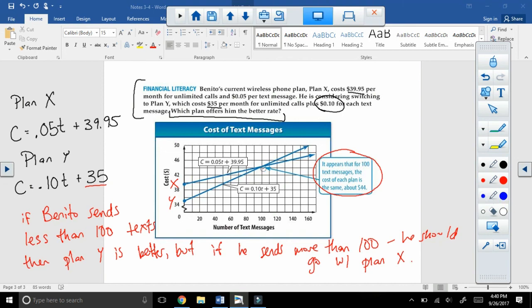The way that you could figure out this exact point, this exact intersection, would be to set up a substitution algebra problem with this system of equations. You want to see when these two things are equal. So what you could do is set up 0.05t plus 39.95 and set that equal to 0.10t plus 35. And you could go through and solve this for t to figure out that exact intersection.